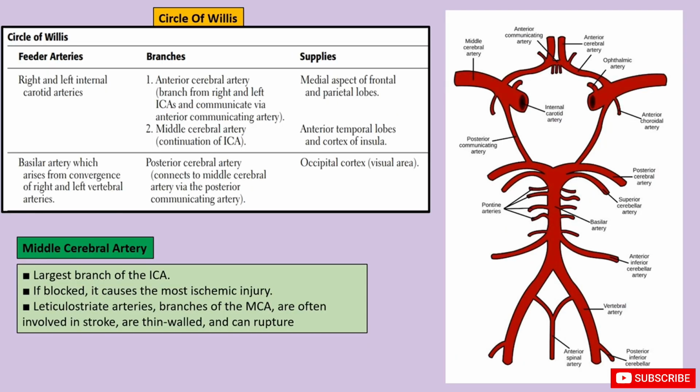Now we can see the circle of Willis. The circle of Willis is the closed loop of arteries that is providing oxygenated blood directly to the brain. So you can see the principal arteries here, the feeder arteries, the branches, and their supplies. The important point here is the middle cerebral artery, which is the largest branch of the ICA, and if blocked, it can cause the most ischemic injury. Now, one of the branches of the middle cerebral, called the lenticulostriate artery, is very commonly involved in stroke, because it's very thin walled and can easily get ruptured.